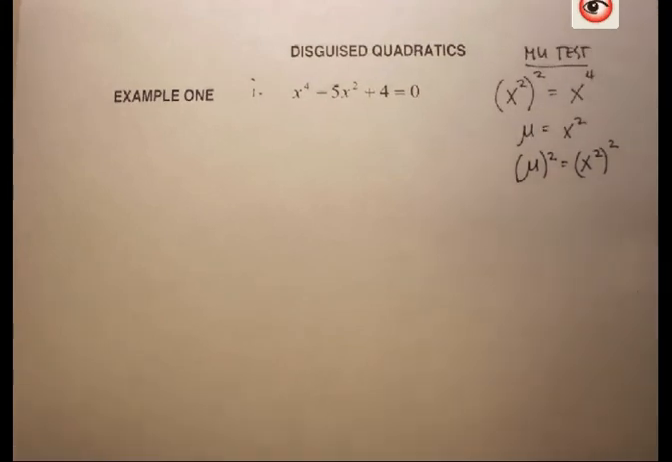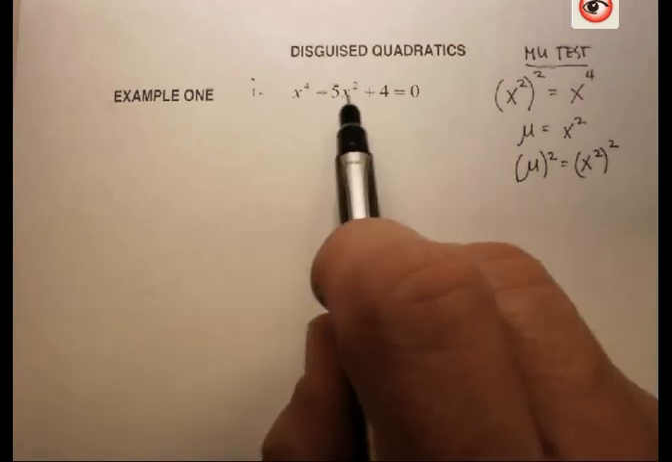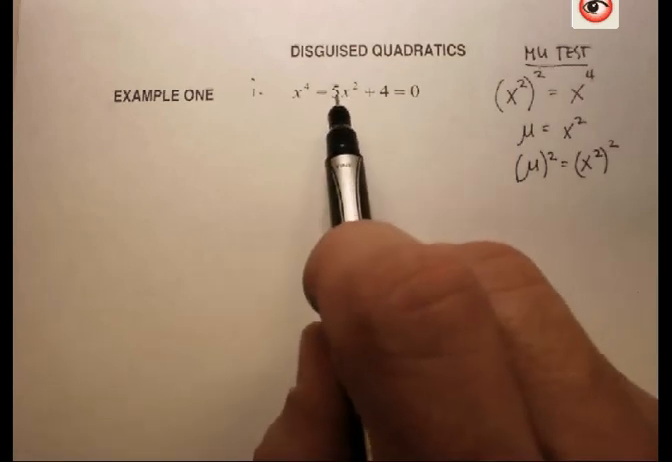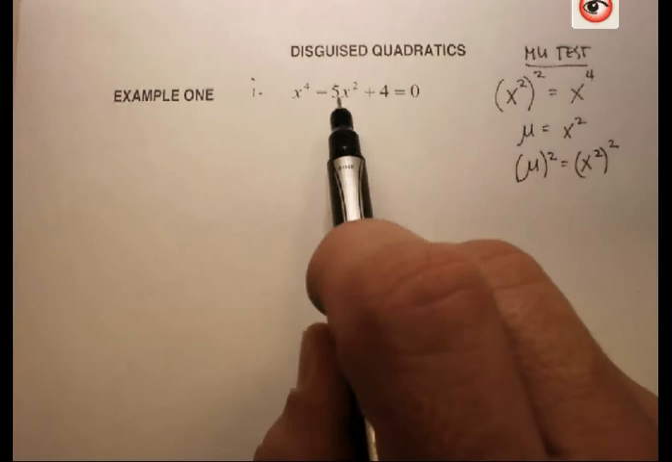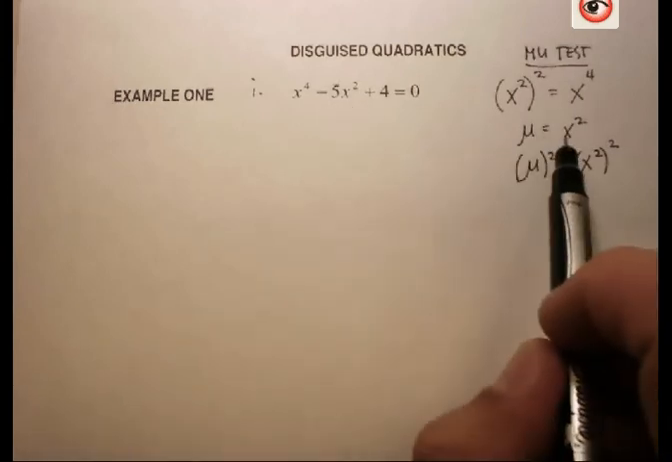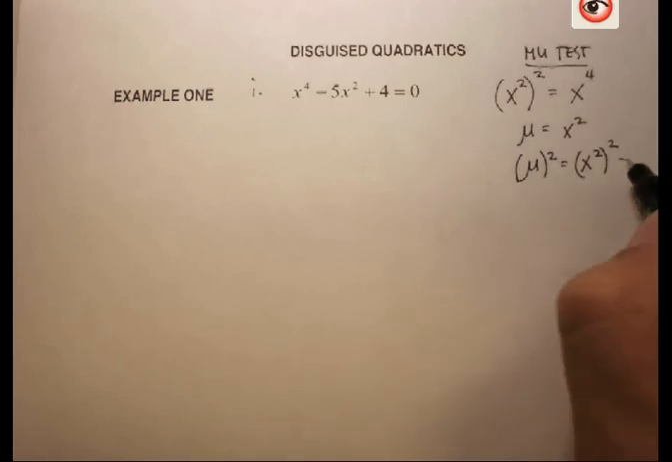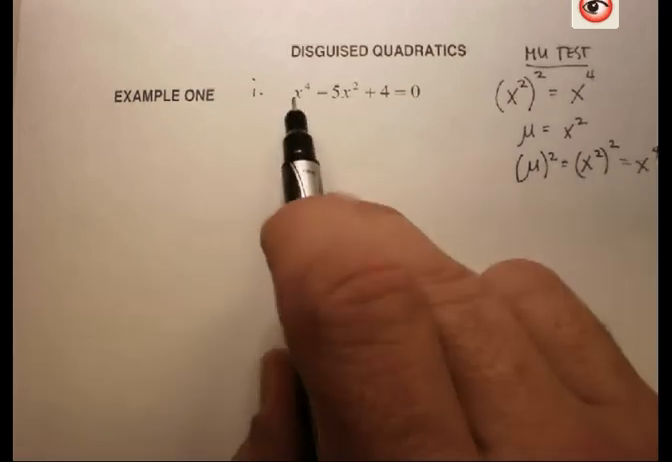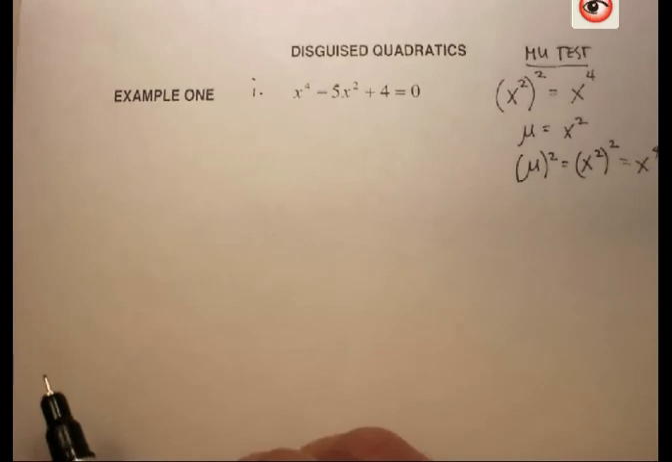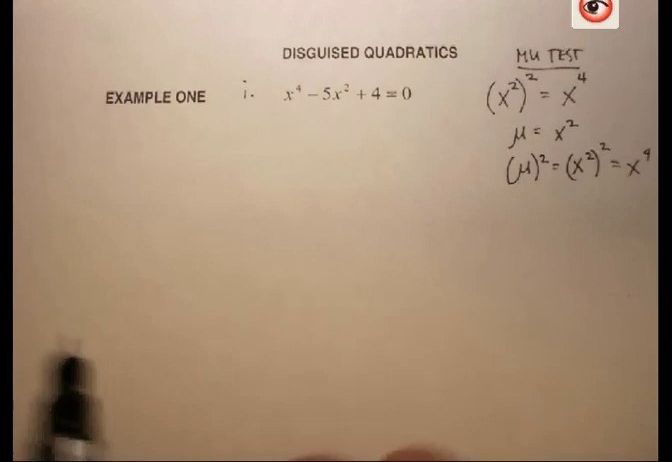Okay, so let me try that again. What you do to define the mu is take the middle term, always, no matter what your disguised quadratic looks like. You always take its middle term and call it mu. Then you square it, and if you get the quadratic term, the term in front, then you have a disguised quadratic. Play that over a couple of times until it sinks in.